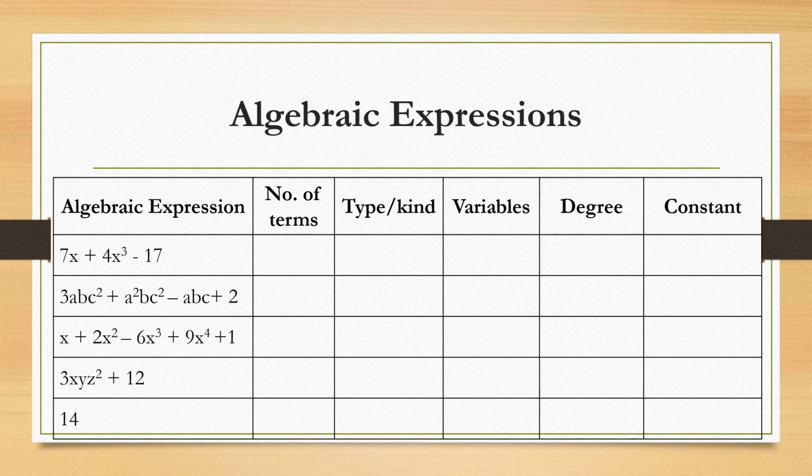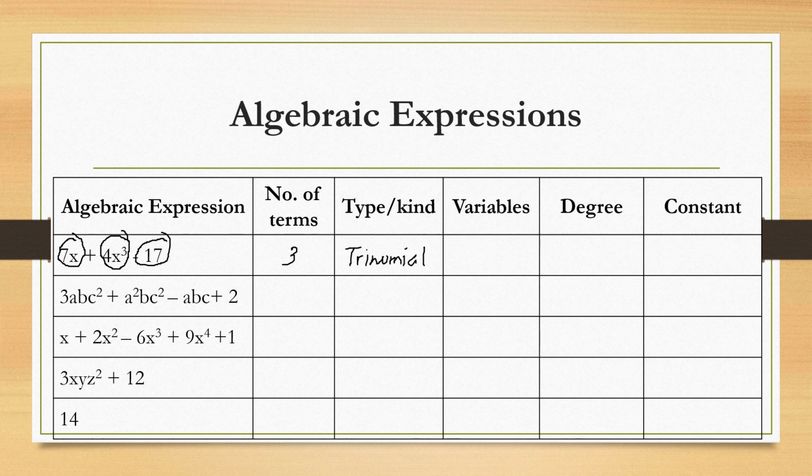So, let us say we have to identify this given. So, we have the different algebraic expressions. So, we are going to identify the number of terms, the type and kind, the variables, the degree, and the constant. So, now, yung number of terms, tinuro natin to kanina, bilangin lang natin kung ilang yung terms. So, in this case, meron tayong tatlong terms kasi we have 7x, and then we have here, and then we also have this one. So there will be 3 terms. And what kind of algebraic expression has 3 terms? That is a trinomial.